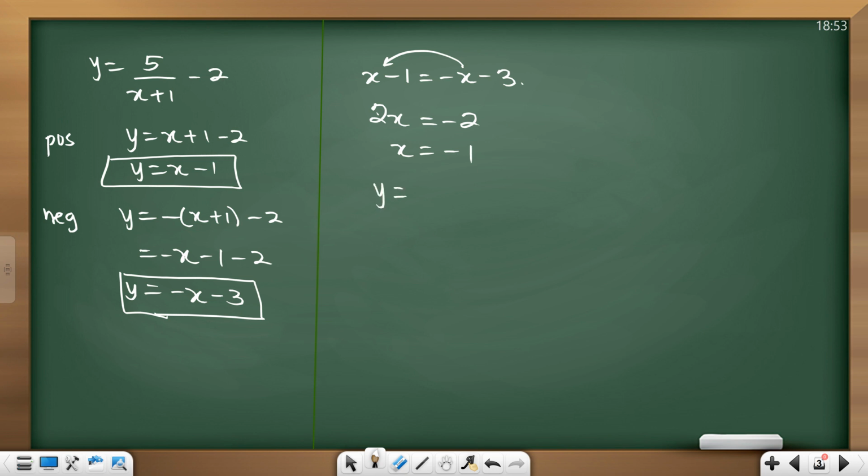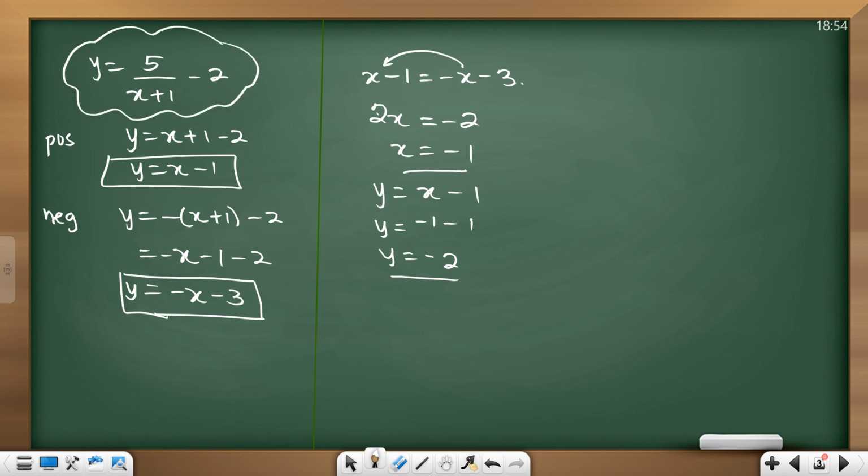Now, what is our y? Y is x minus 1, right? Check. Negative 1 minus 1. If I tell you to write down your asymptote here, what would you have written? X equals negative 1 and y equals what? Negative 2. So please take note that when you're given the axis of symmetry like that, equating them gives you your asymptotes.